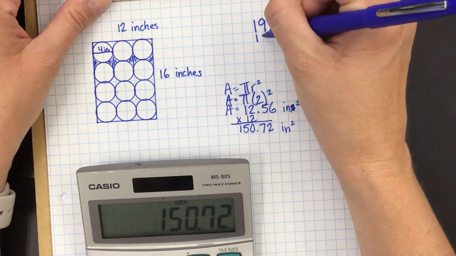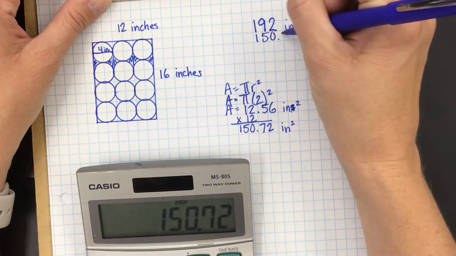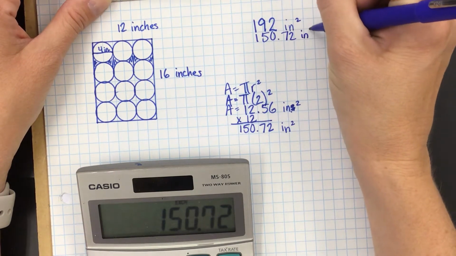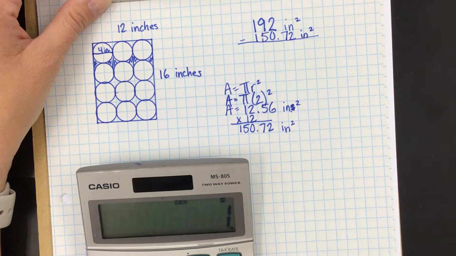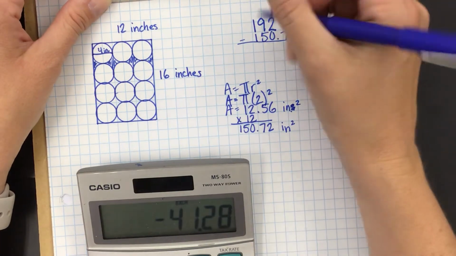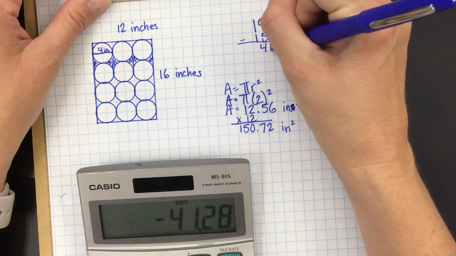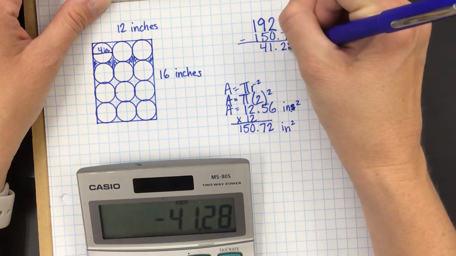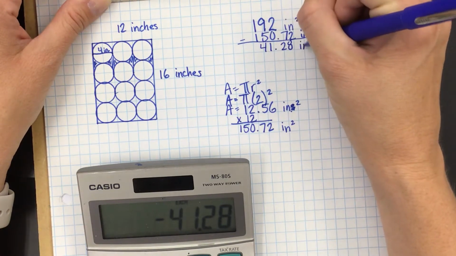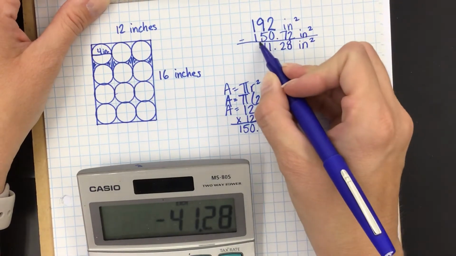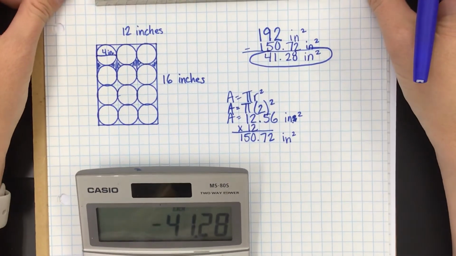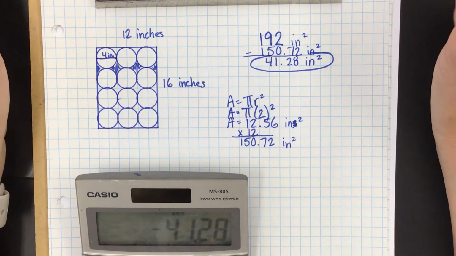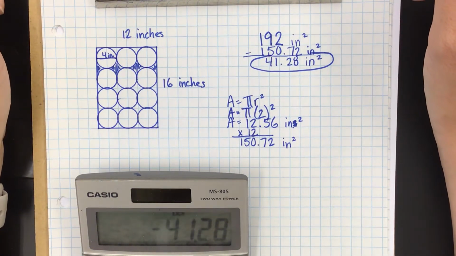I'm going to subtract out the area of my cans. And I get that the remaining area is 41.28 inches squared. Of course, on a test, I'd have you answer that in a complete sentence. Okay, that is a great complex area problem. Yeah, Aiden.